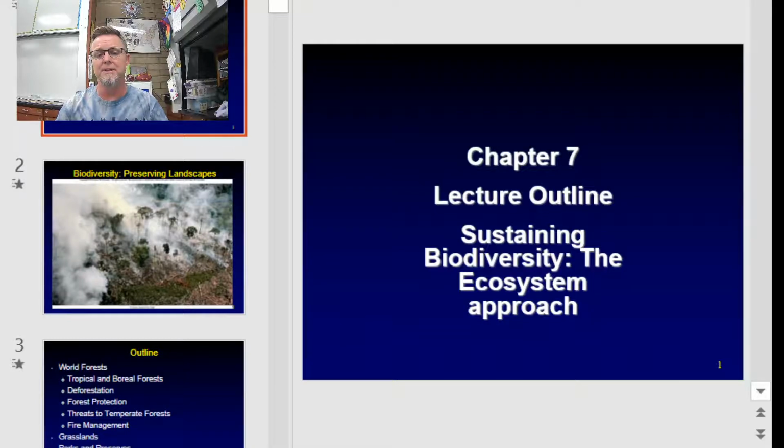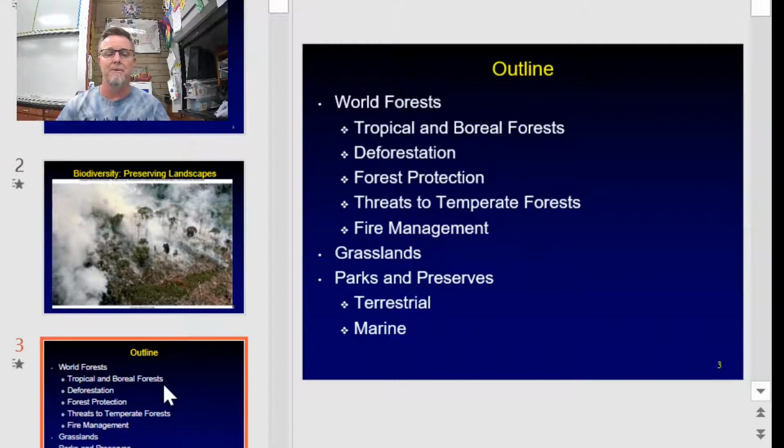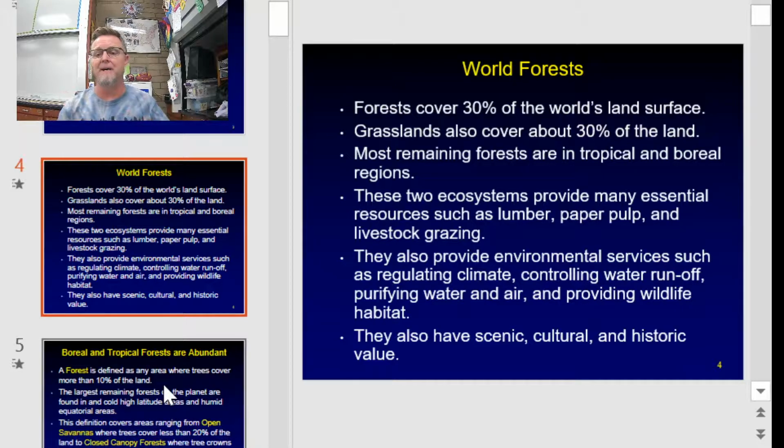Today what I want to do is just share with you what it would be like if we could protect the ecosystem as a whole instead of always having to rely on fixing things after the fact. So we're going to spend a few minutes going over the world's forests, the threats, fire management that's going on there, grasslands, and then finish with parks and preserves. Okay? So we're going to start with a little background on forests.